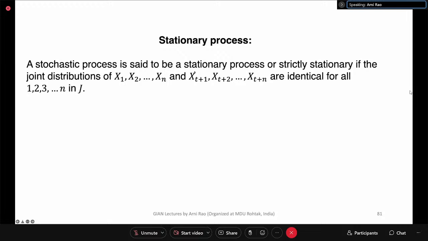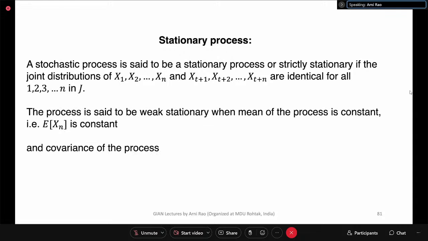Then we call xn, n equal to 1 to infinity, a stochastic process. If the joint distribution of this and the joint distribution of these two are identical for all t, then we say it's a stationary process. That means the stochastic process does not change with time. That's the meaning of the stationary process.